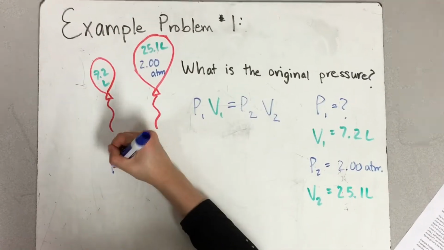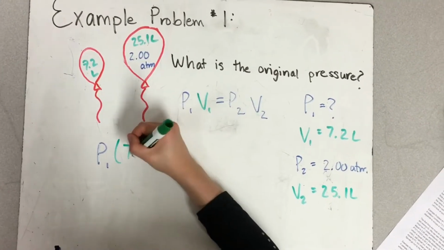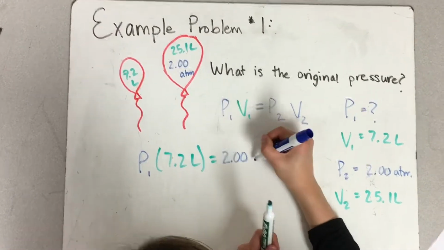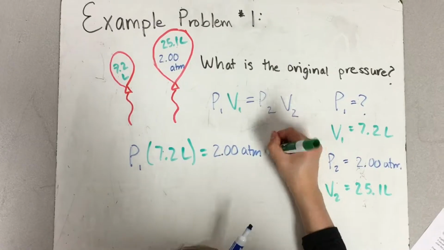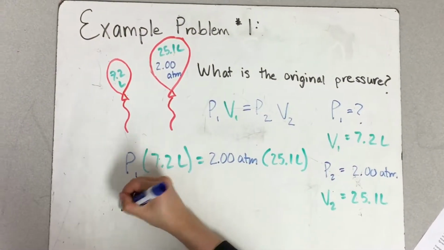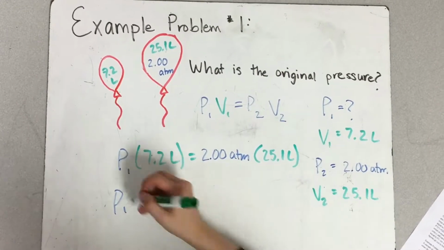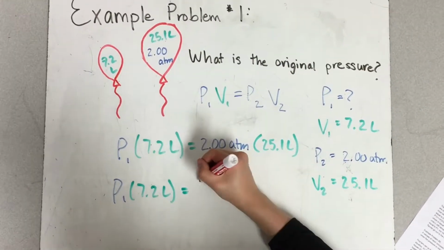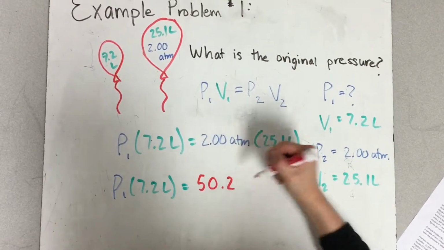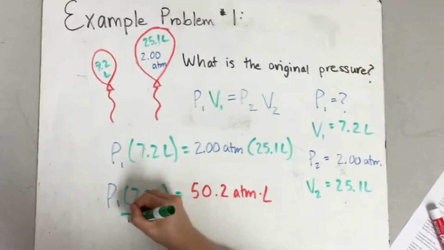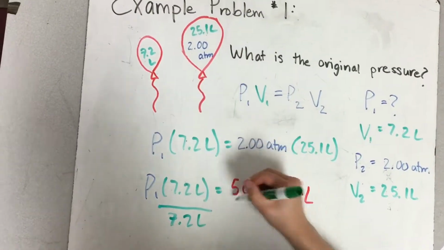By substituting these values into the equation, we get P1 times 7.2 liters equals 2 atmospheres times 25.1 liters. First, multiply 2 atmospheres times 25.1 liters, which is equal to 50.2 atmospheres times liters. Next, divide 7.2 liters from both sides of the equation.